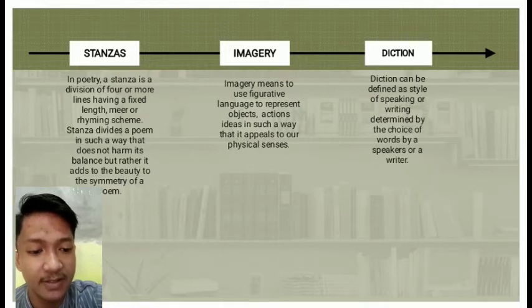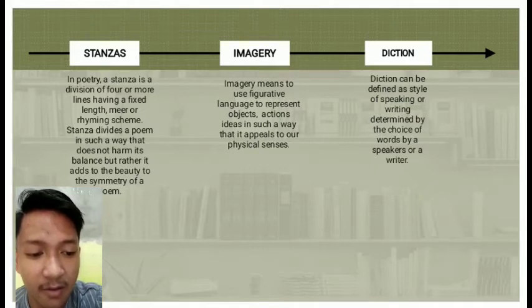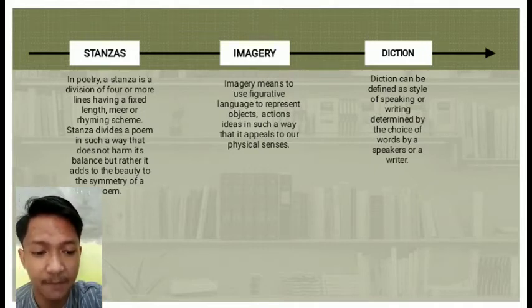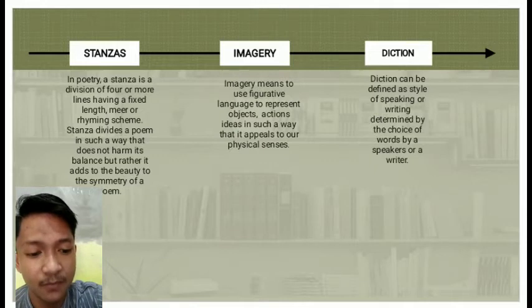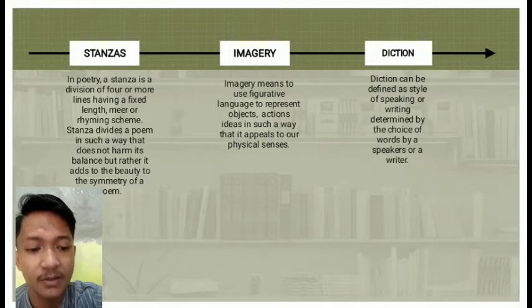The fifth is stanzas. In poetry, a stanza is a division of four or more lines having a fixed length, meter or rhyming scheme. A stanza divides a poem in such a way that does not harm its balance, but rather adds to the beauty and the symmetry of a poem.